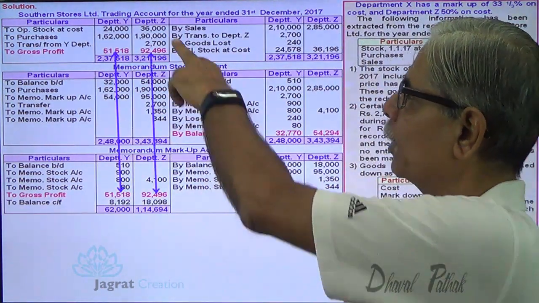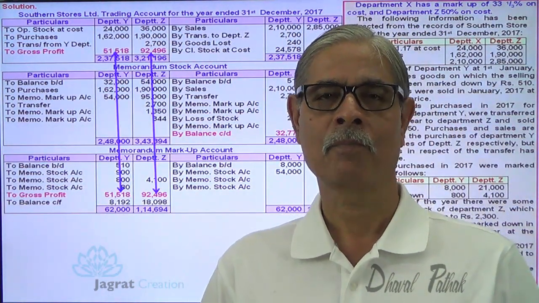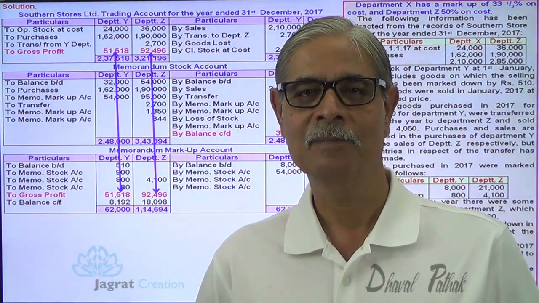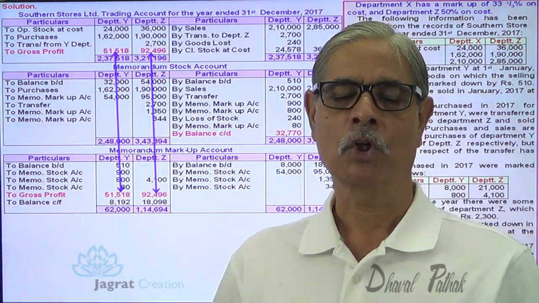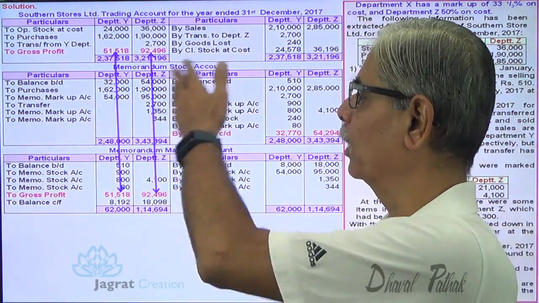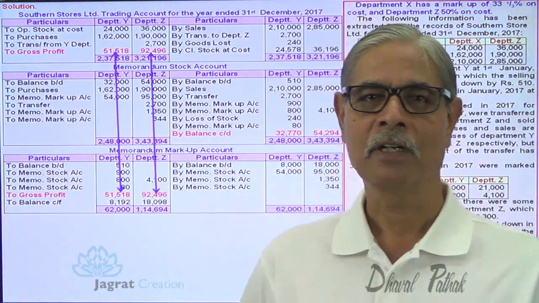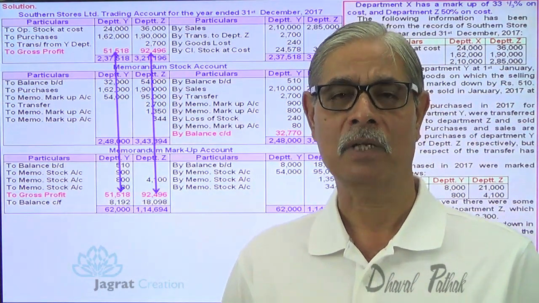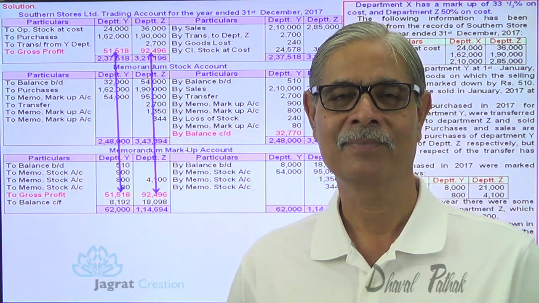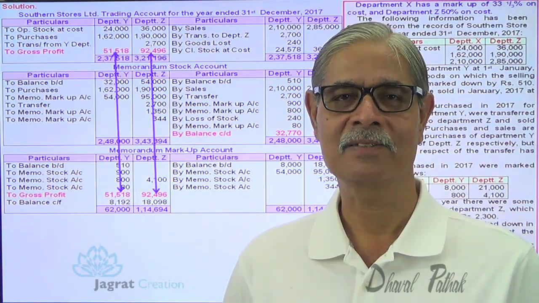Same way, the profit tallies for Department Z. This is how gross profit agrees, gross profit found out by normal trading account and gross profit found out by preparing Memorandum Stock Account and Memorandum Markup Account. It agrees. It is a confirmation that we are right for the sum. I have tried to explain this sum to you. I feel that you have followed all these things.